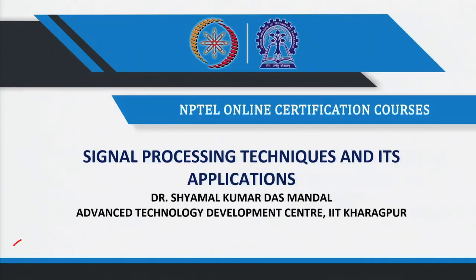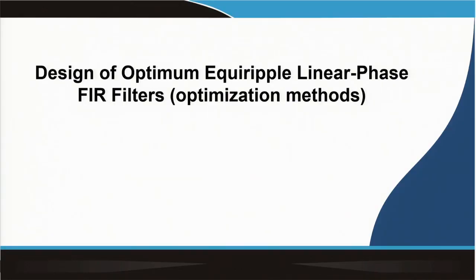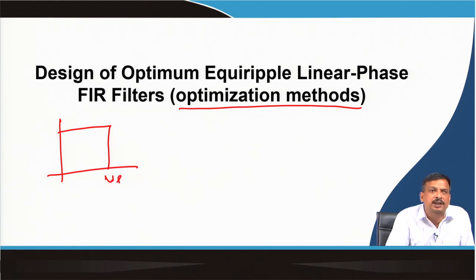So, what is the name? The name is design of optimum equiripple linear phase FIR filter using optimization methods. What is the meaning? Meaning is that I have a given desired frequency response, which has cutoff omega p. So, I want to design an ideal low pass filter.